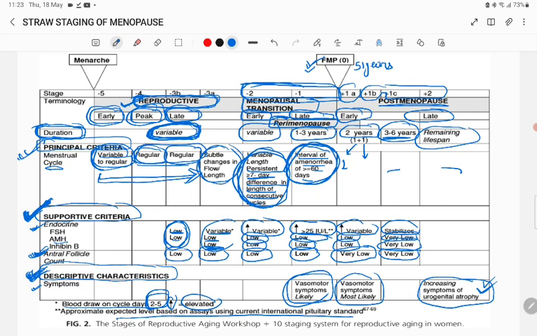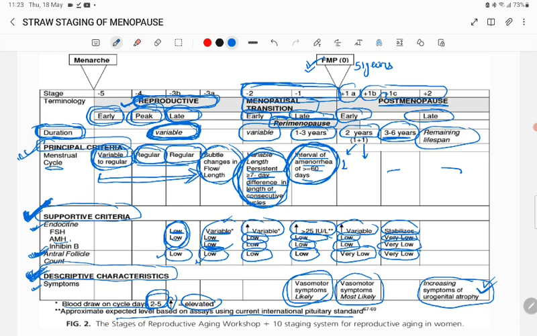Then supporting criteria: the FSH level is low in the early phase, and in the late phase it is gradually variable, and the AMH is also low in the early and late phase. Then antral follicle count is low in the late phase and also low early. Descriptive symptoms: no symptoms.